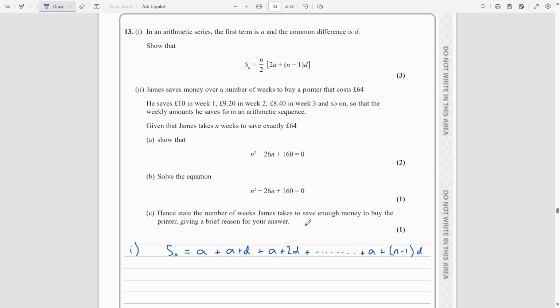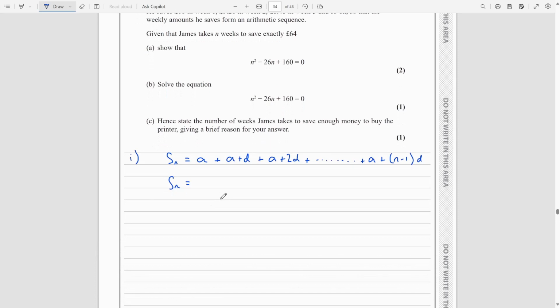So the trick, if you like, not a trick but an insight, is that writing this backwards is a useful way of approaching it. You can pair things up in a nice way. So the final term was a plus n minus 1 d, etc., all the way back down to the second term, and then finally the first term. Now, why is this useful?